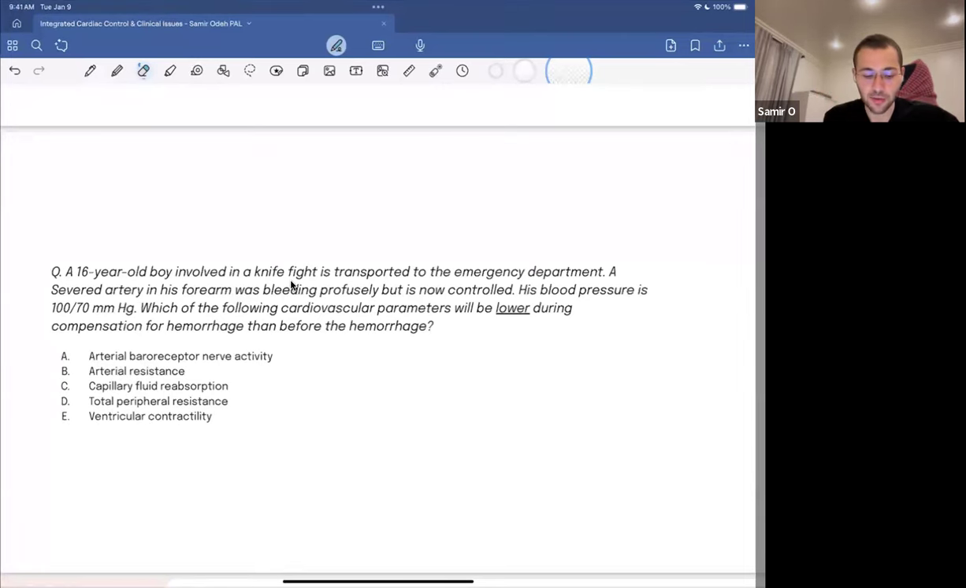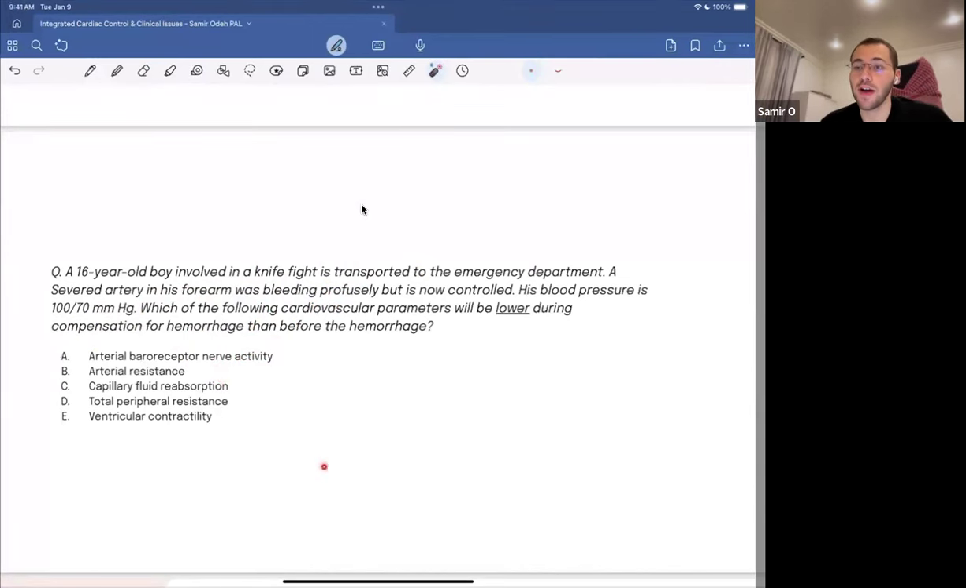So the main tell for hypovolemic shock is, like I said, if you have bleeding, vomiting, diarrhea, or dehydration, essentially it's loss of plasma. So it says he was bleeding profusely and he was involved in a knife fight. This is a telltale sign of hypovolemic shock, and we can tell that something is wrong because it has very low blood pressure. So A is the answer. And whoever answered A, you are correct.